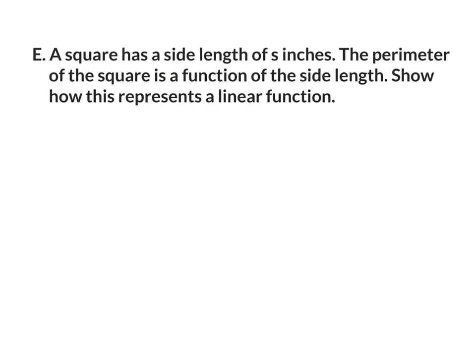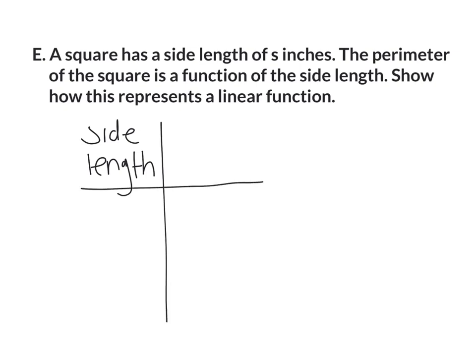Example E. A square has a side length of s inches. The perimeter of the square is a function of the side length. Show how this represents a linear function. Let's make a table to sort out this information. So we have side length, and we have perimeter. I'm going to use the side lengths of 1, 2, 3, and 4.